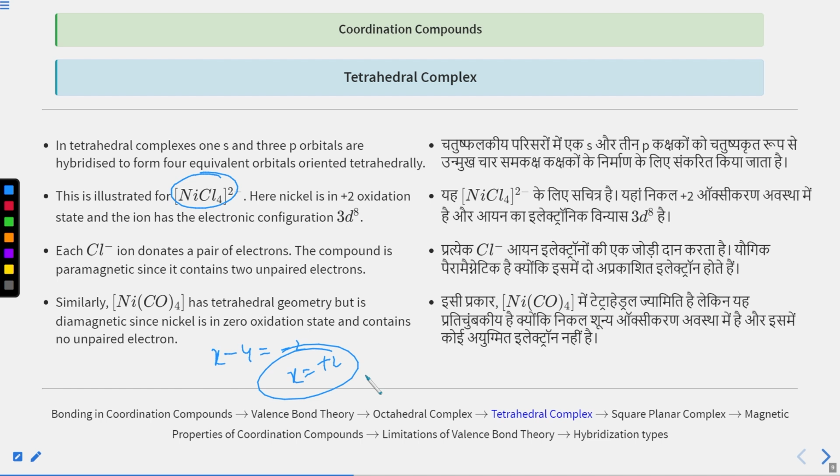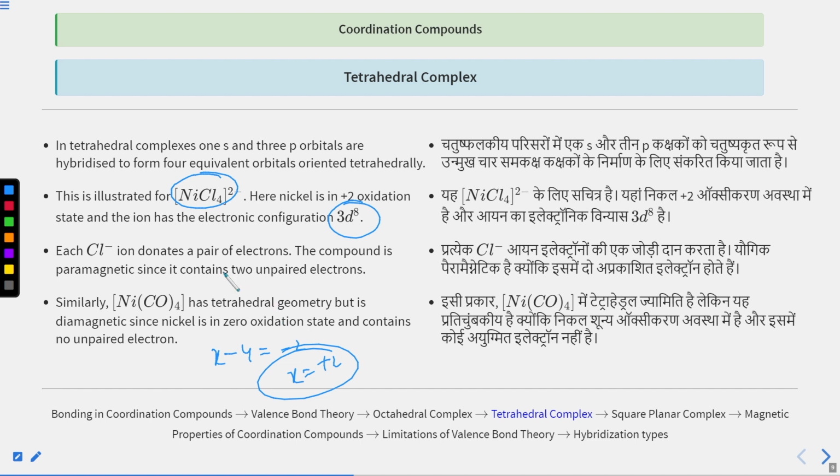Now if I take the electronic configuration, so potassium, calcium, scandium, titanium, vanadium, chromium, manganese, iron, cobalt, nickel. So it comes at the 10th position. So there are 10 valence electrons present in nickel. Now 2 of them are removed. That will result in 3d8. So what is the electronic configuration of Ni2+? That is 3d8.